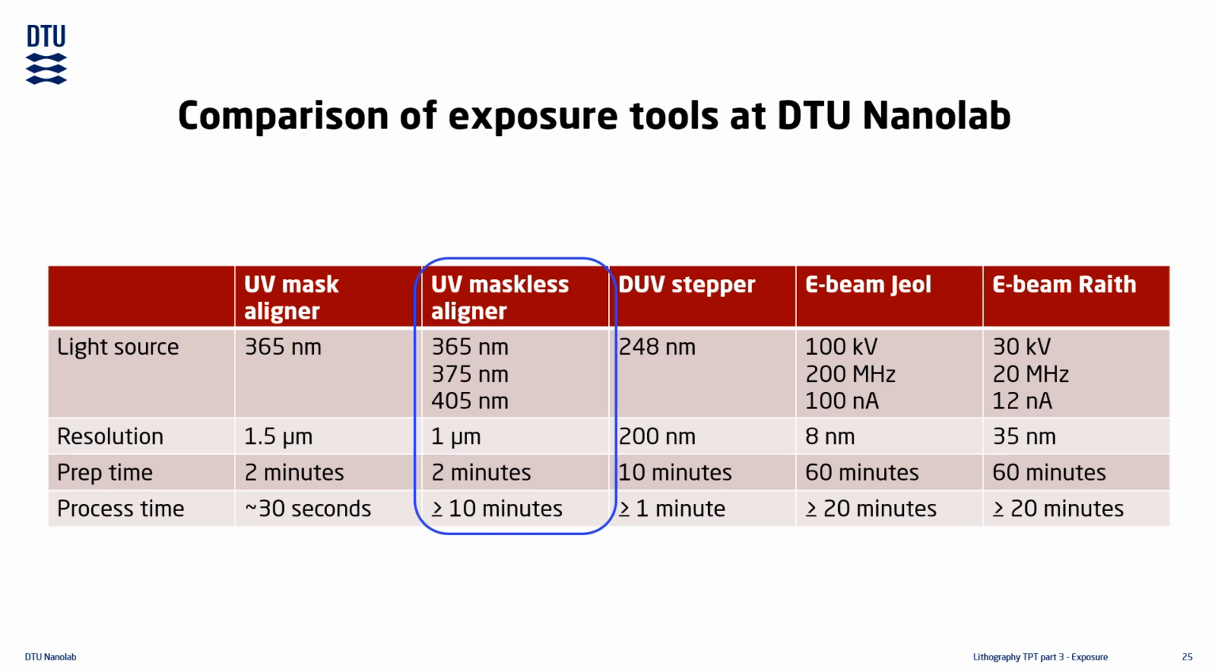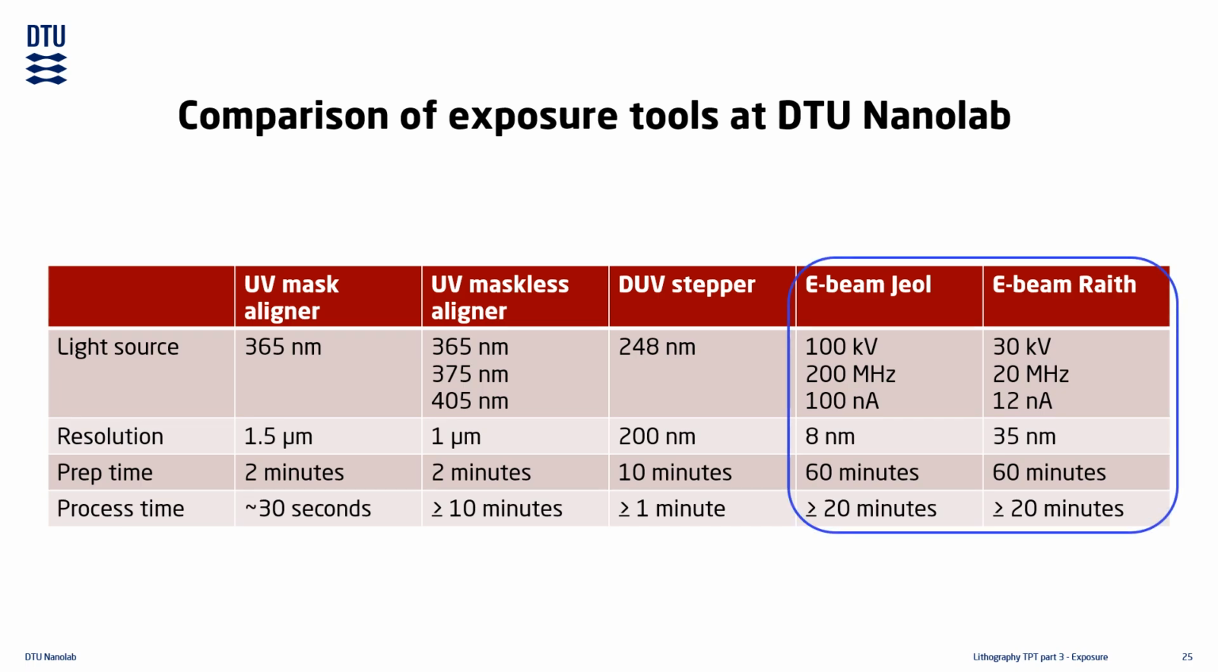The deep UV stepper can have a very high throughput, but it requires that the process is designed correctly. The resolution on this tool is around 200 nanometers. The E-beams are used for creating features with the smallest possible dimensions, down to approximately 10 nanometers.